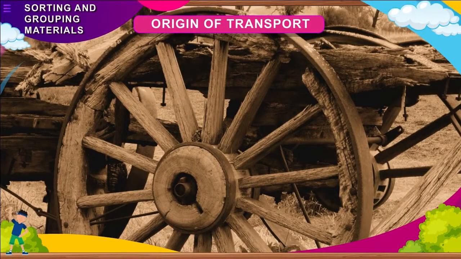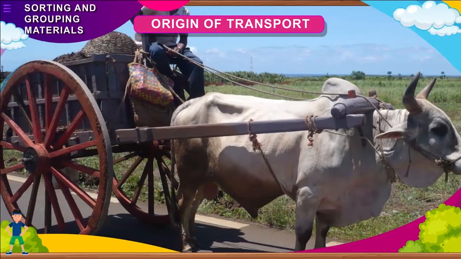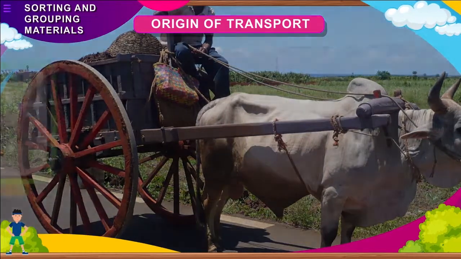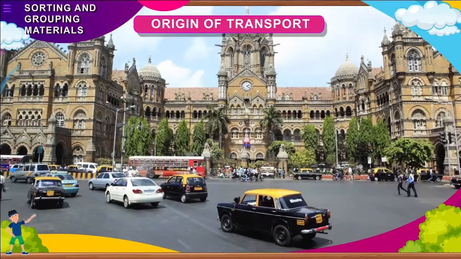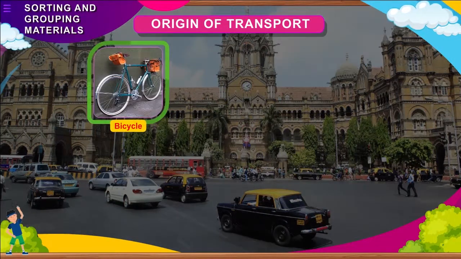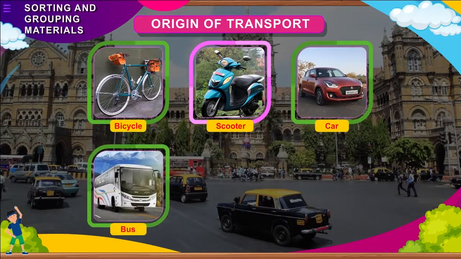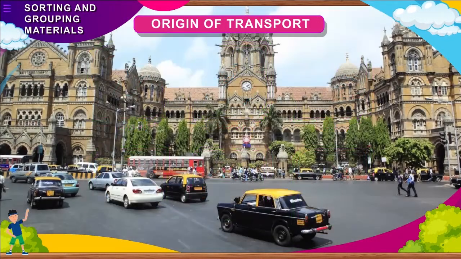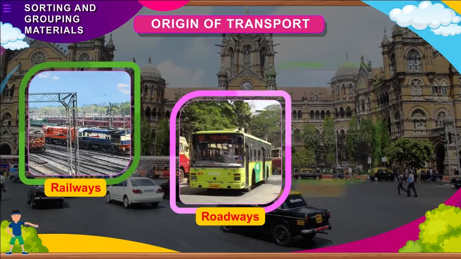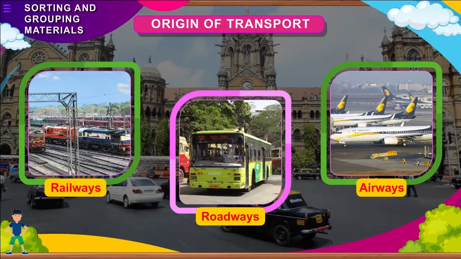Invention of wheel changed the picture of transport. People started using wheels along with their domesticated animals. This gave rise to tongas, bullock carts, camel carts, and so on. People saved a lot of their commuting time and even went around in search of new places. Most common modes of transport used today are bicycles, scooters, cars, buses, trains and aeroplanes. All these run on wheels. With the invention of wheel and its advancement, now we have a good network of railways, roadways and airways. This has made traveling quick and easy.